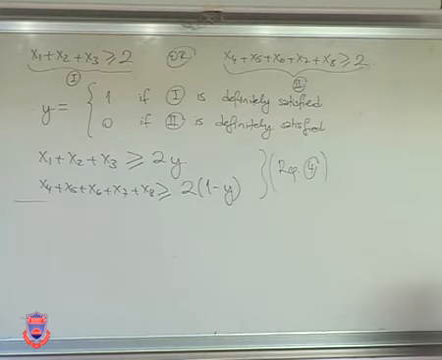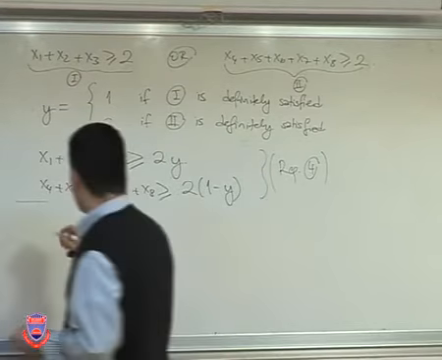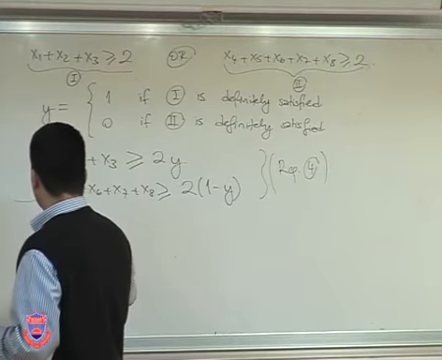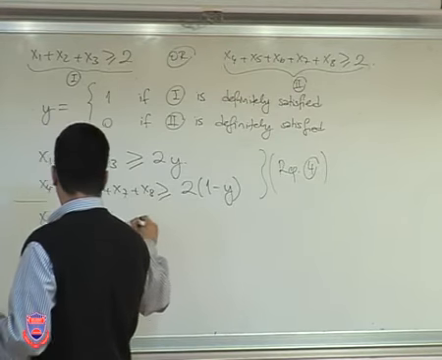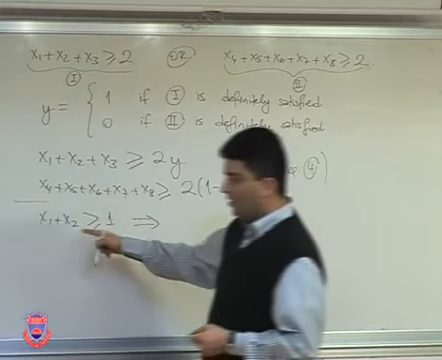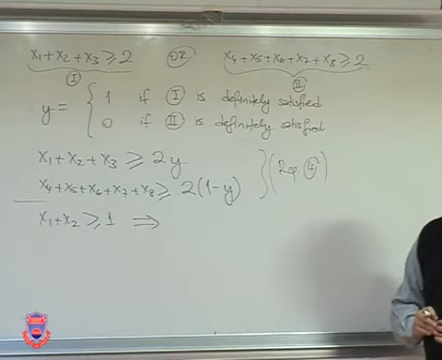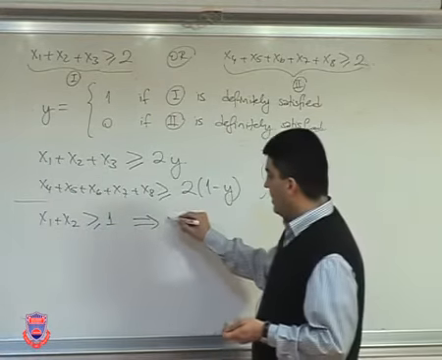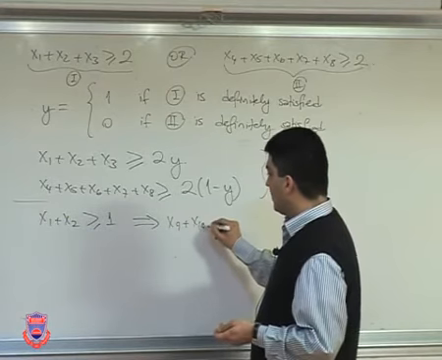So now let's figure out the fifth one. If at least one of 1 and 2 is chosen, then at least one of 9 and 10 will be chosen as well. Okay? So what does this mean? Well, if x1 plus x2 is greater than or equal to 1, so if this is satisfied, okay, this implies that x9 plus x10 should be at least 1 as well.